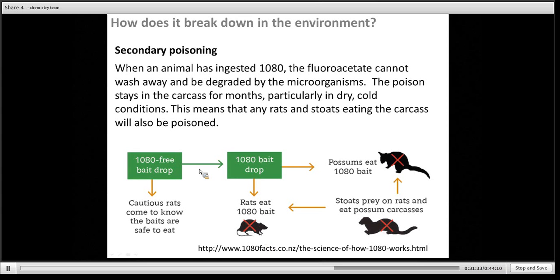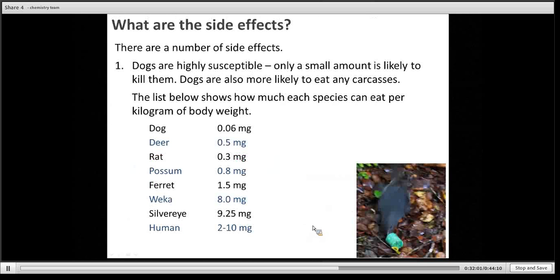They've got here for the 1080 free bait drop. That was also done as a control, and if you do that, then rats think, it's okay to eat, nobody's dying around there, and then they do the 1080 drop, and then they're so used to eating the cereal bait without it being a problem, and then of course they get killed off. However, as I said, we want to have animals poisoned by eating the dead creatures, but of course it's not just the stoats that can eat the dead animals.